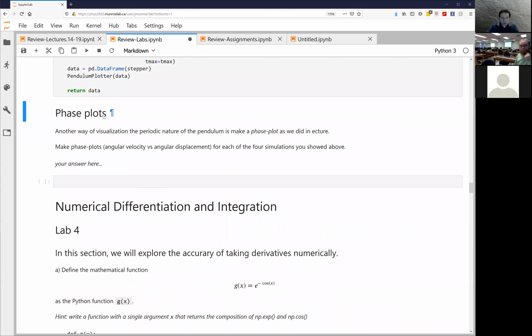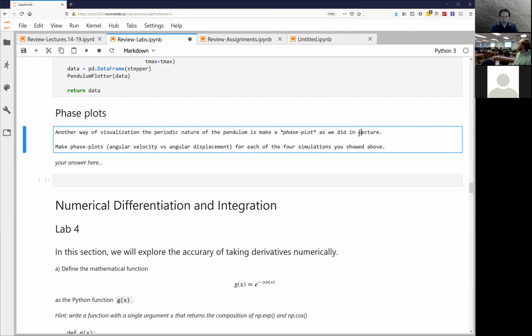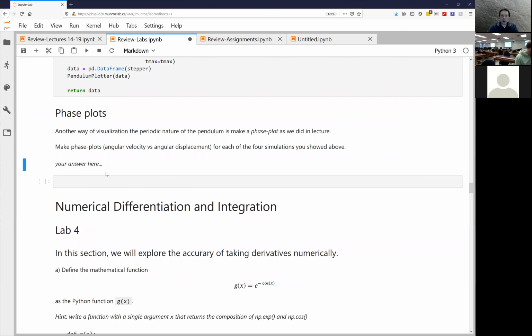The idea of phase plots is important to review. A phase plot, instead of plotting position versus time or velocity versus time, you can plot the variables against themselves, position versus velocity, or any other two variables in the system against each other. It's another way of describing what the problem does, and it gives you another way of looking at the behavior of the system. Know what a phase plot is.